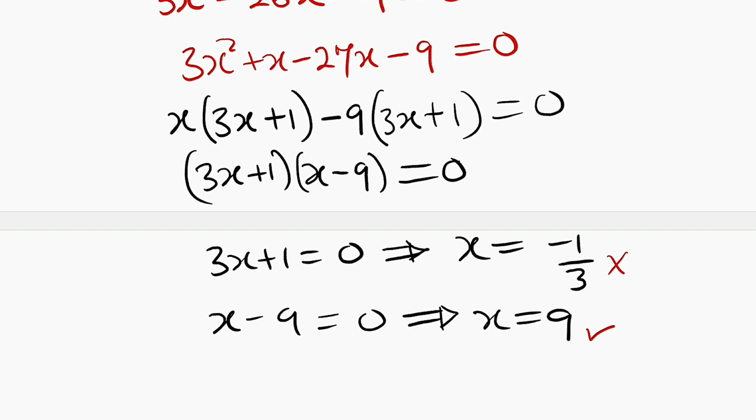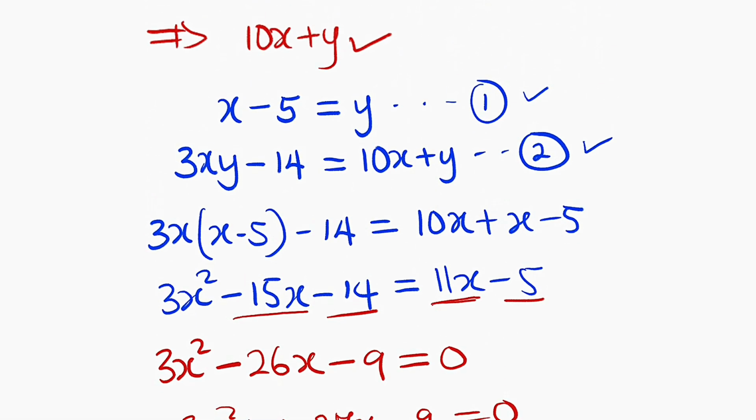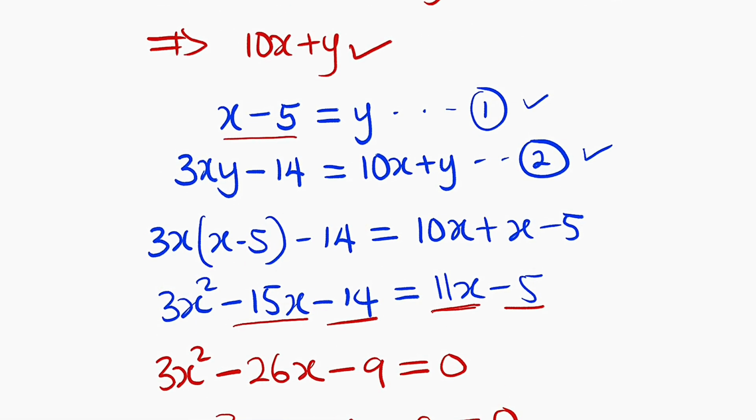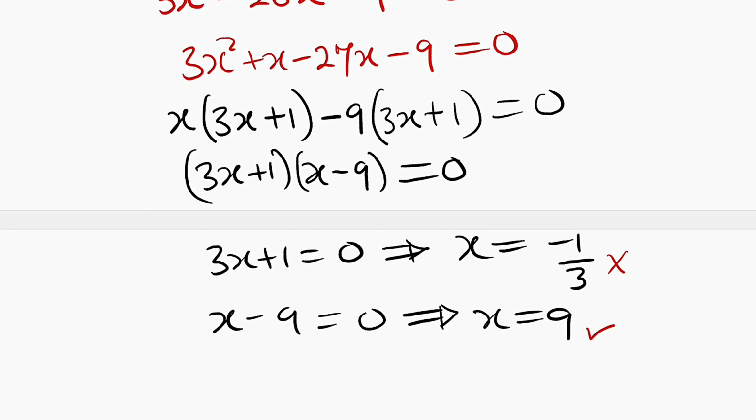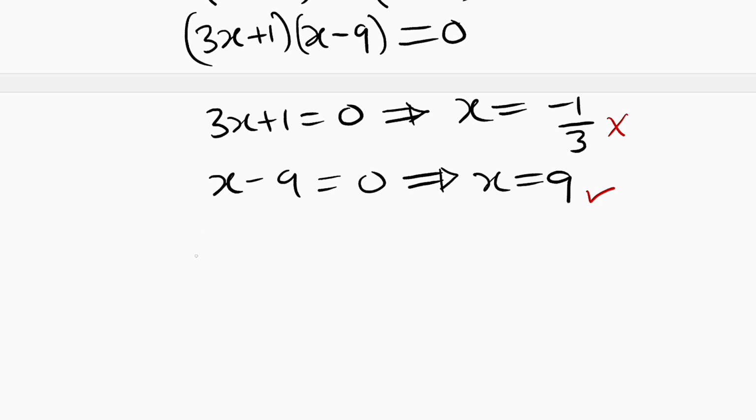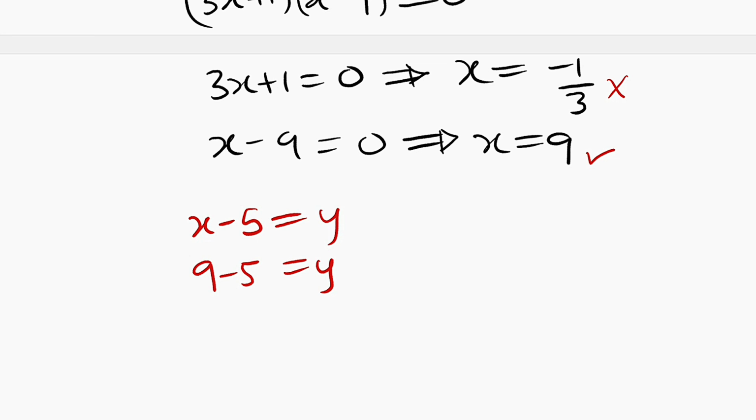So if x is equal to 9, remember from this equation, x minus 5 is equal to y. So we can use that equation to find the value of y. So x minus 5 is equal to y, but x is 9. So we have 9 minus 5 equal to y. And finally, you can see that y is equal to 4. Now you can see that x equals 9 and y equals 4.